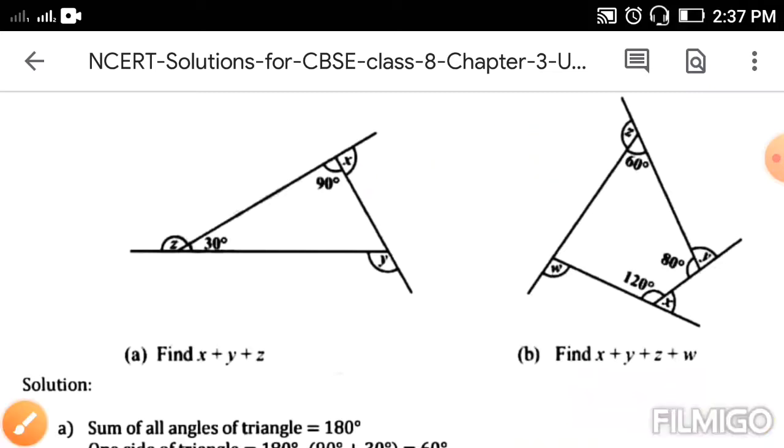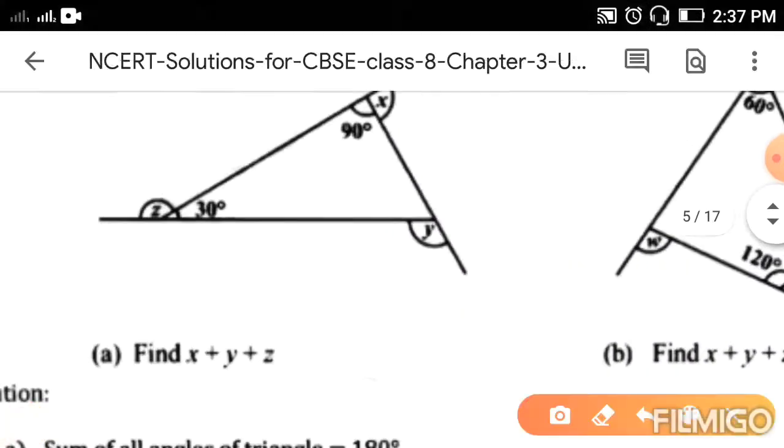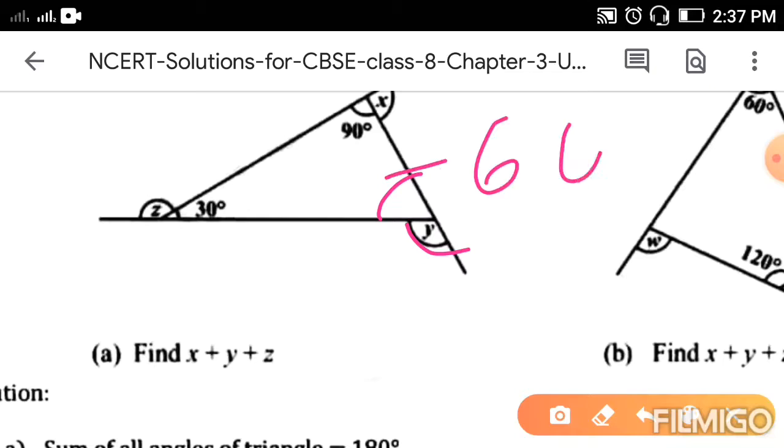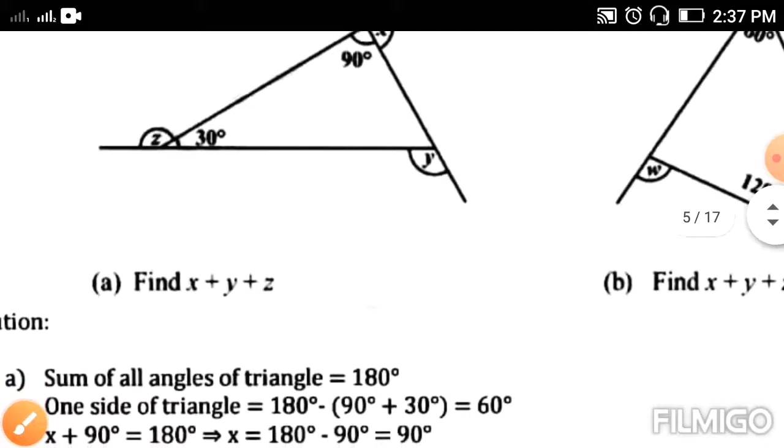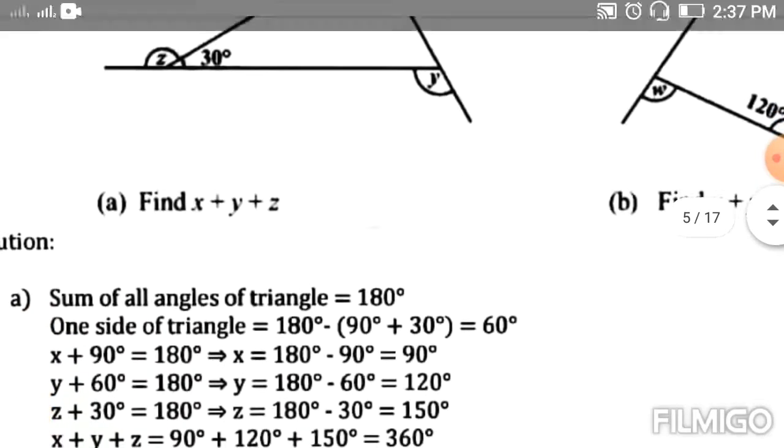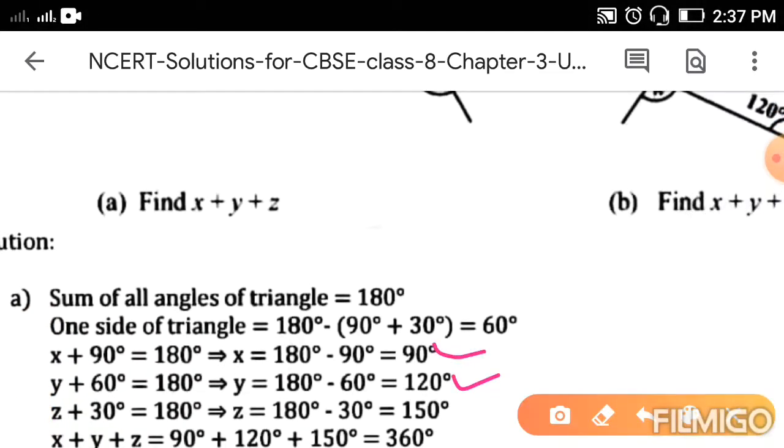Understood? Next, y. Here it is 60 degrees and here it is y. So in short, in a linear pair, if one of the two angles is given and you want to find the second one, then you have to subtract that angle from 180 degrees. So here it is 60 degrees, subtract this 60 degrees from 180. 180 minus 60, what is the answer? You will get 120 degrees. You can check here the value of x.